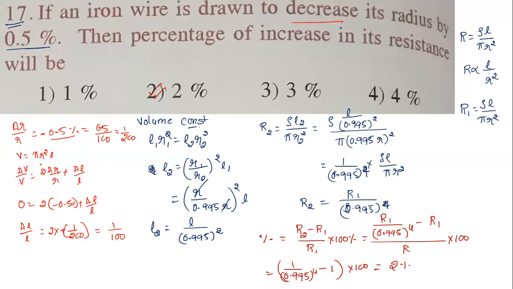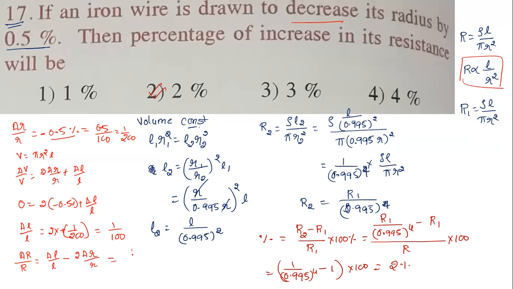We got to know delta R by R. So what do we need to find now? Resistance. What is the formula for resistance? This is the formula we're going to take. So the change in resistance, delta R by R, is equal to delta L by L minus 2 times delta R by R. Why is there a negative sign, sir? Because of the decrease, sir.